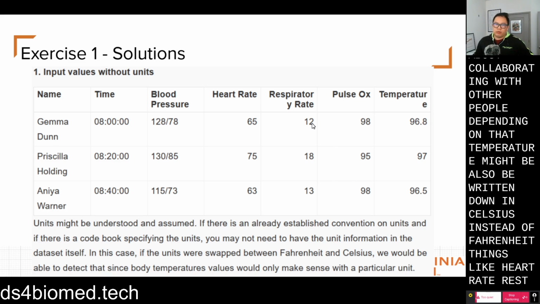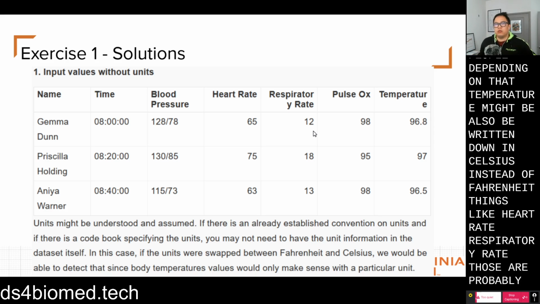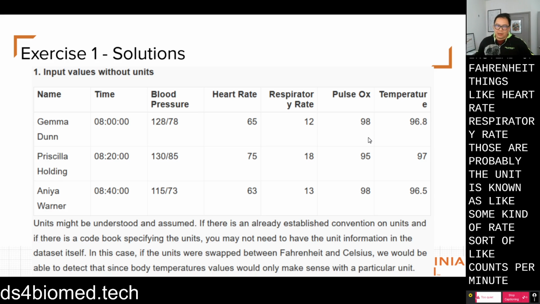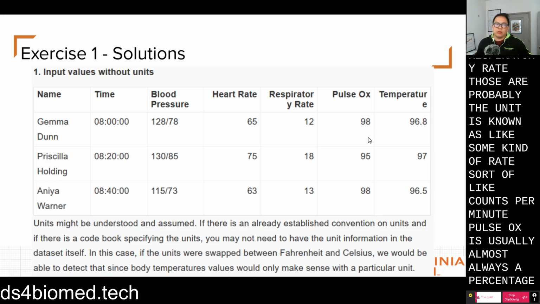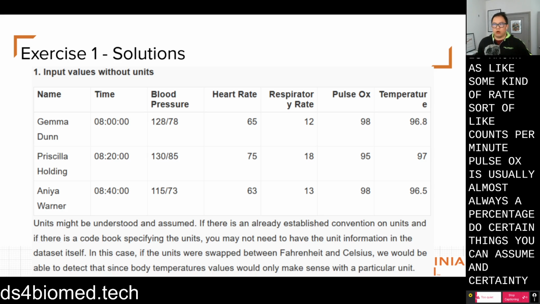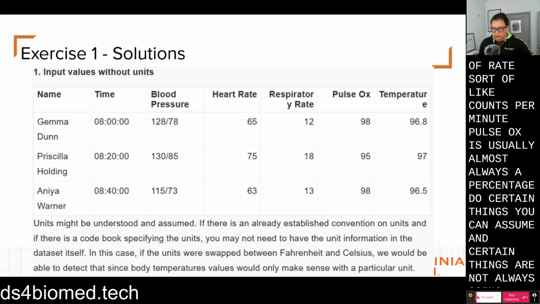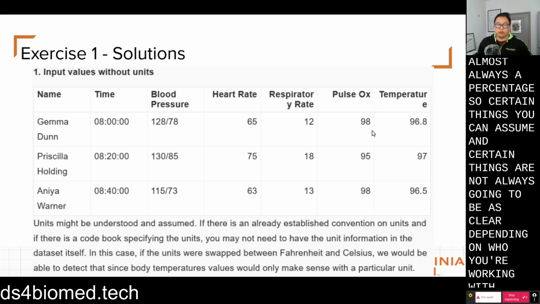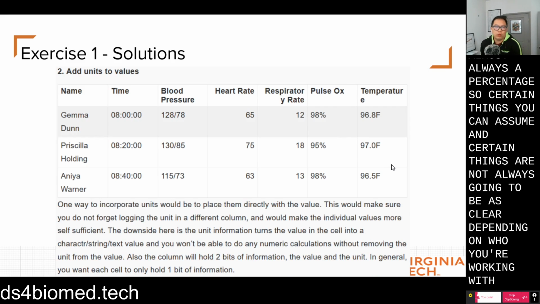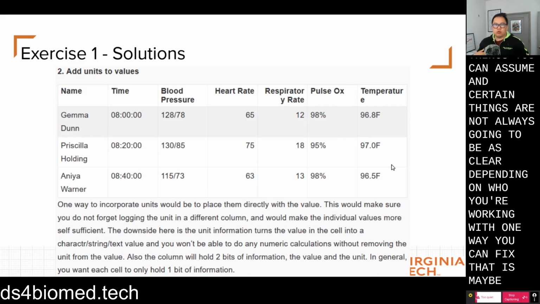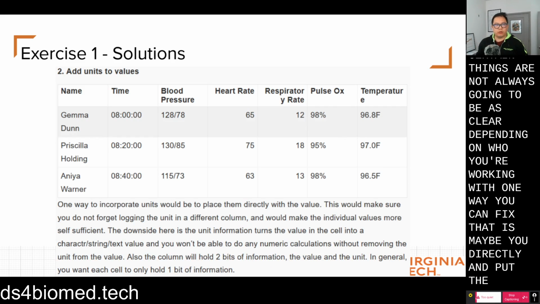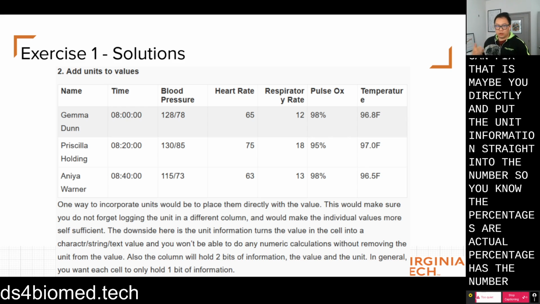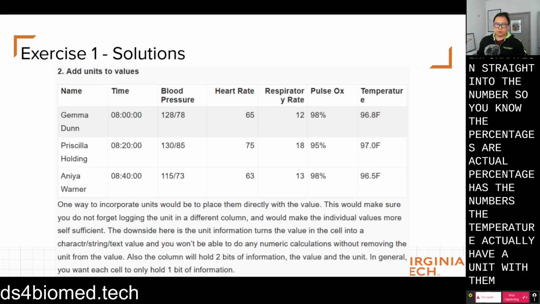Things like heart rate, respiratory rate, those are probably the unit is known as like some kind of rate. So like counts per minute. Pulse ox is usually almost always a percentage. So certain things you can assume, and certain things are not always going to be as clear depending on who you're working with, right? So one way you can fix that is maybe you directly input the unit information straight into the number. So, the percentages are actual percentages, the temperatures actually have a unit with them.